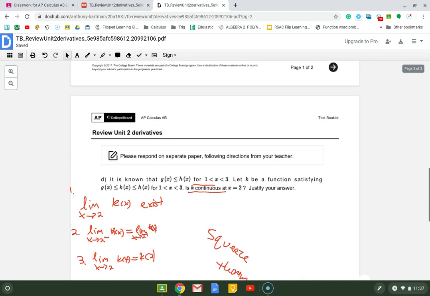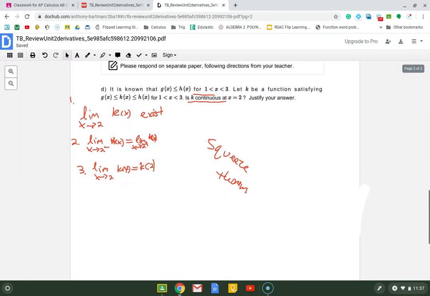And then part D is only worth 1 point. Okay, part D is worth 1 point. It's pretty tough, so I'm not too worried about that one because there's a lot of stuff going on. But if you can get that one, I'll be impressed.